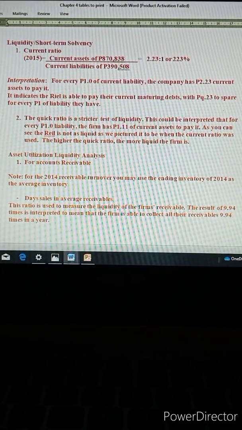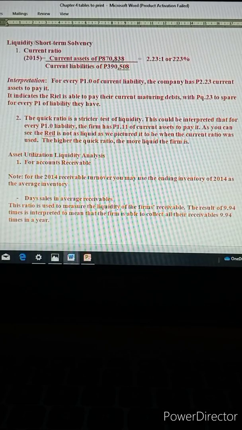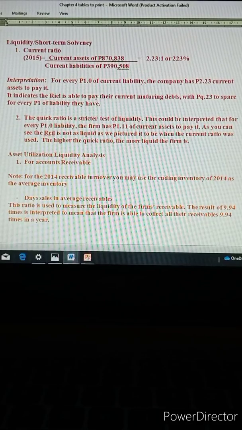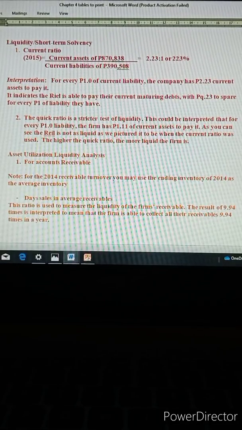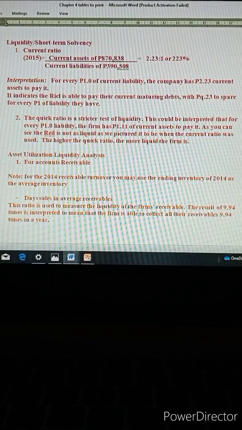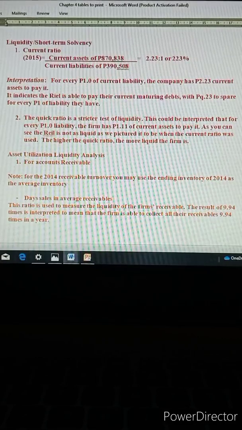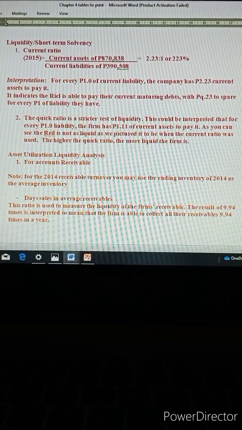So the total is 2.23:1 or 223%. The interpretation here is for every 1 peso of current liability, the company has 2.23 pesos in current assets to pay it. It indicates that the company is able to pay its current maturing debts with 1.23 pesos to spare for every 1 peso of liability they have.